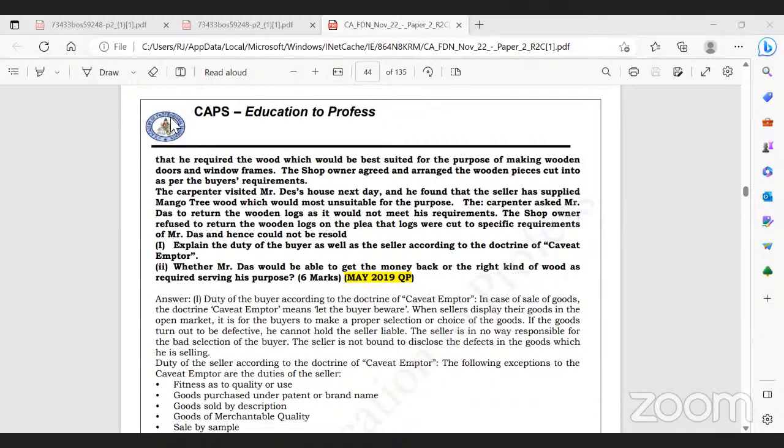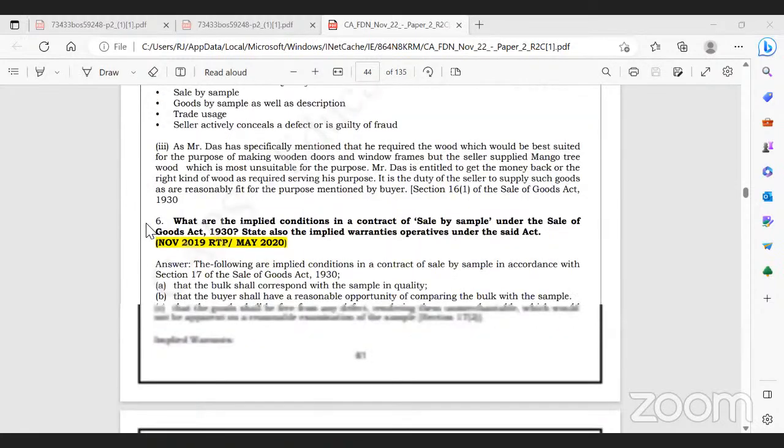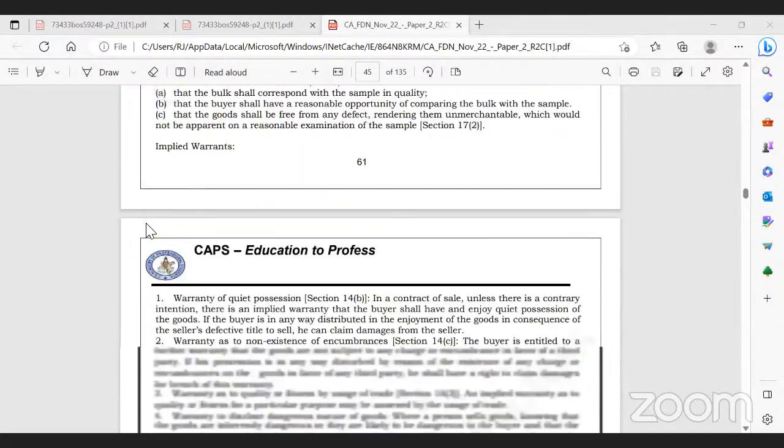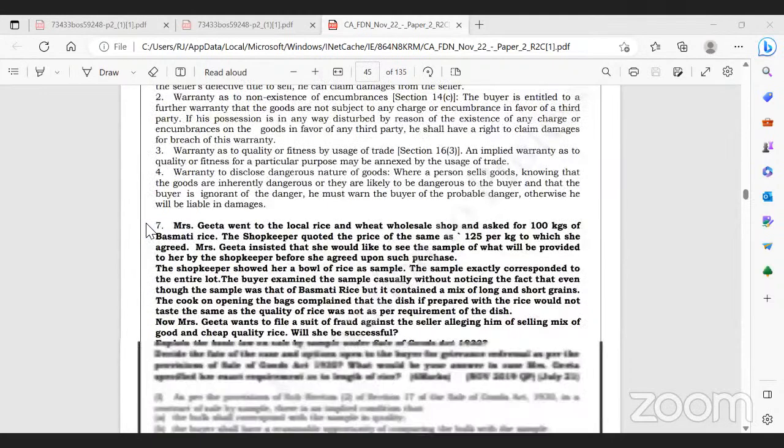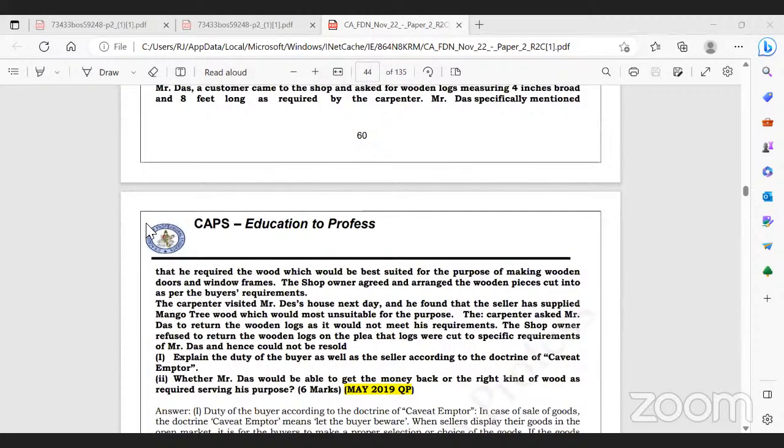See here, remember we did one of the implied conditions as to quality of fitness. When the buyer relies on the skill and judgment of the seller and the seller is dealing with those type of goods, in that case, there is an implied condition as to quality of fitness. And if the goods are not supplied as per the quality of fitness, they can be returned.